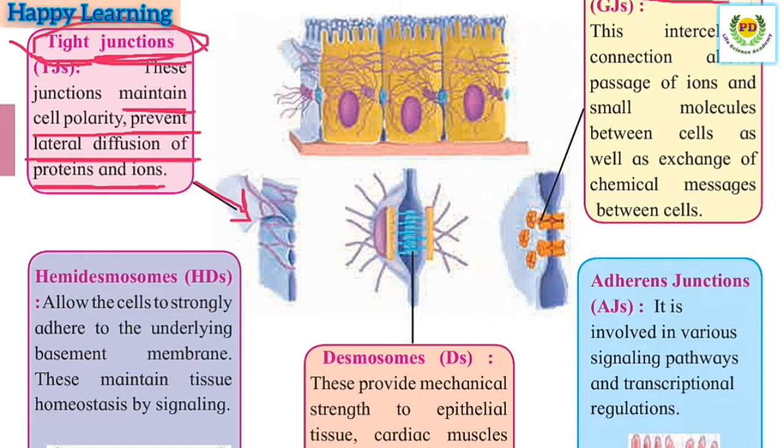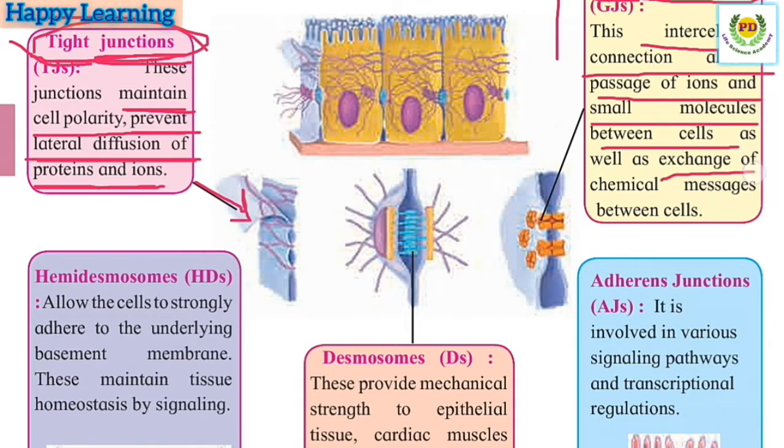The name itself suggests its position. Gap junction: it shows the gap or the space in between two cells where these junctions are present. Now this intercellular connection allows the passage of ions and small molecules between the cells, as well as exchange of chemical messages between the cells.